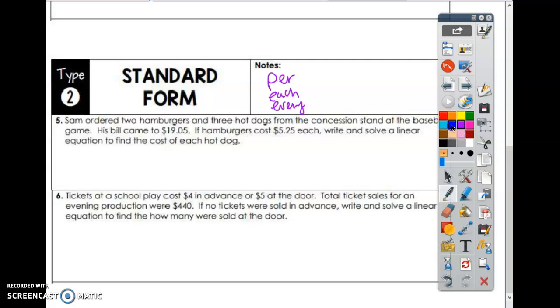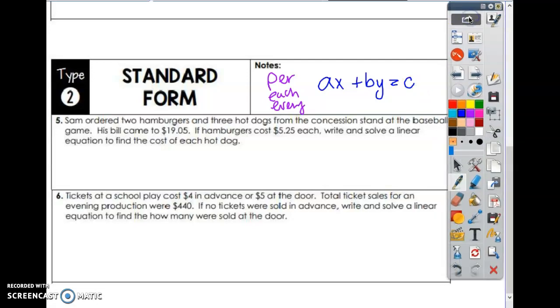Okay, and it's going to be in standard form. Standard form is Ax plus By equals C. So something's going to have an x, something's going to have a y, and this is a number. So we're looking for keywords per, each, and every.